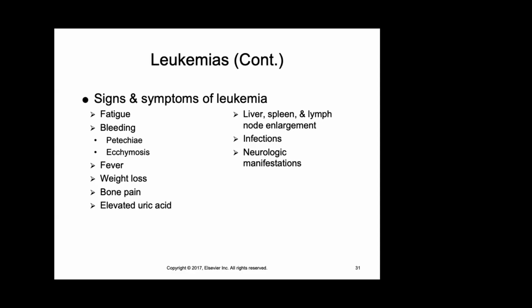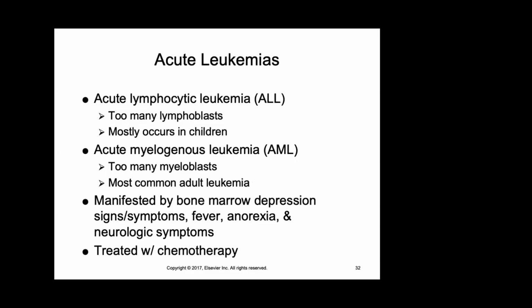Acute leukemias, like the name implies, come on quickly, right? Acute lymphocytic leukemia, too many lymphoblasts, occurs often in children. Acute myelogenous leukemia, too many myeloblasts, it's a common adult leukemia, and is manifested by bone marrow depression. Signs and symptoms include fever, anorexia, and neurological problems. How do we deal with this? There's drugs out there that can be used, okay, that are effective against certain leukemias.